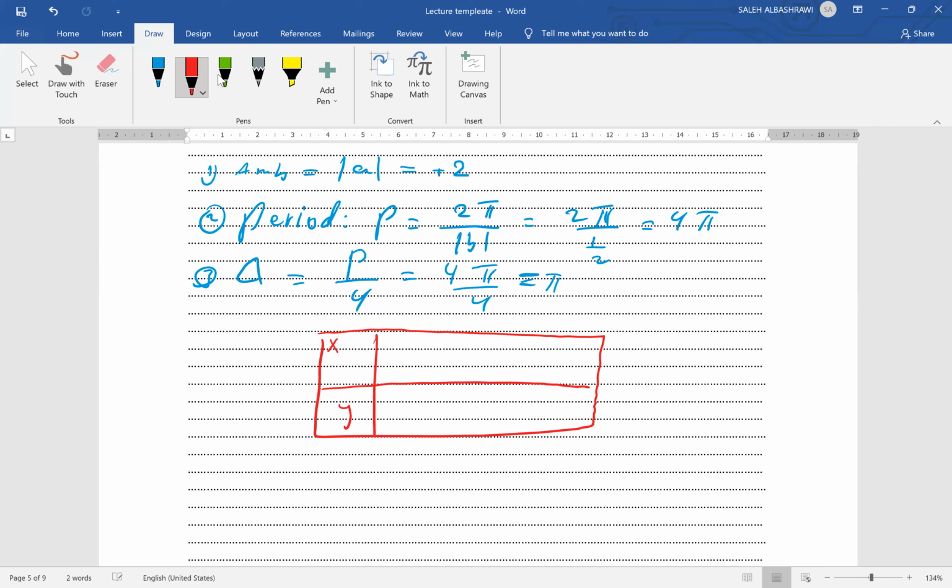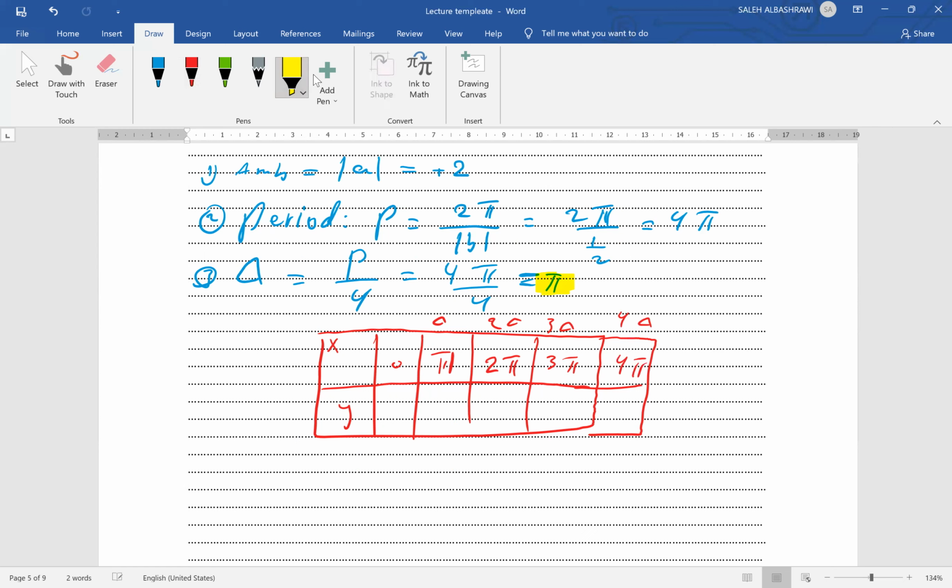It will start with 0, then 1 delta. Delta is given to be 1 pi, so it will be 1 pi. Second one, it is 2 times delta, which means 2 pi. We multiply delta by 2. Next one, 3 delta, that will be 3 pi. And the last one, I have one more, that will be 4 delta. 4 delta will be 4 pi.